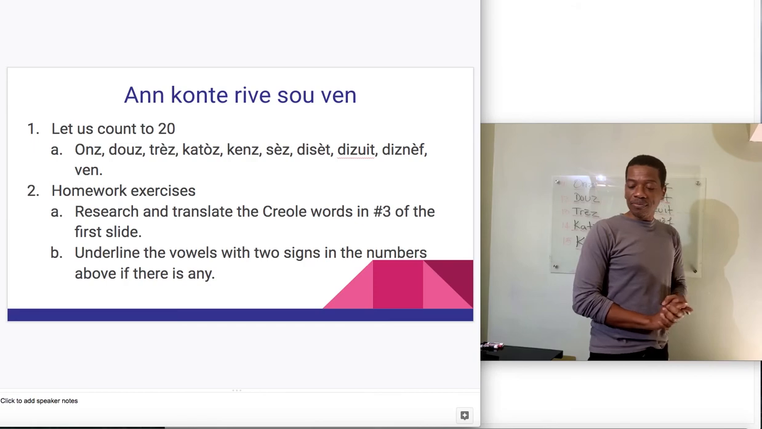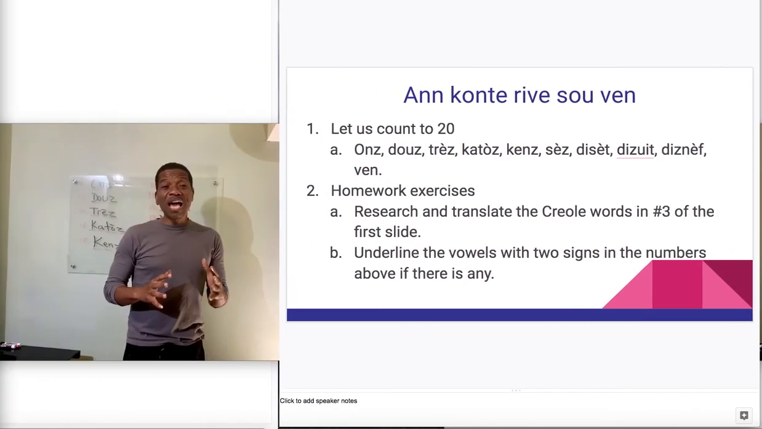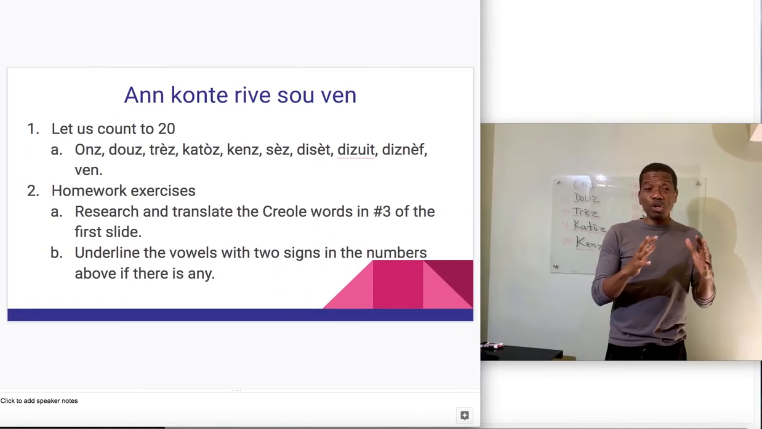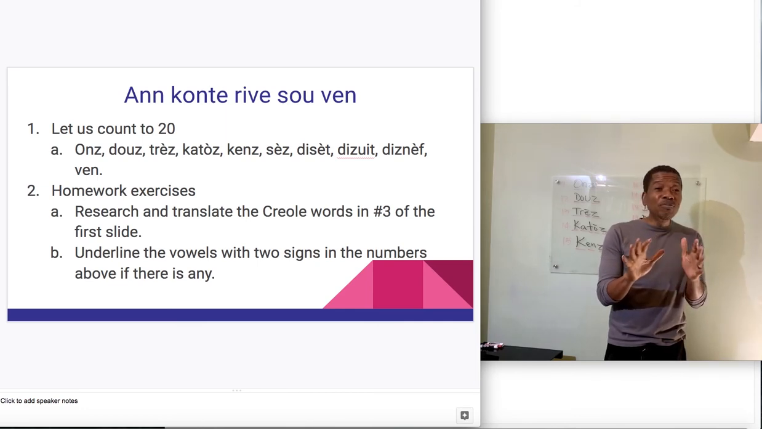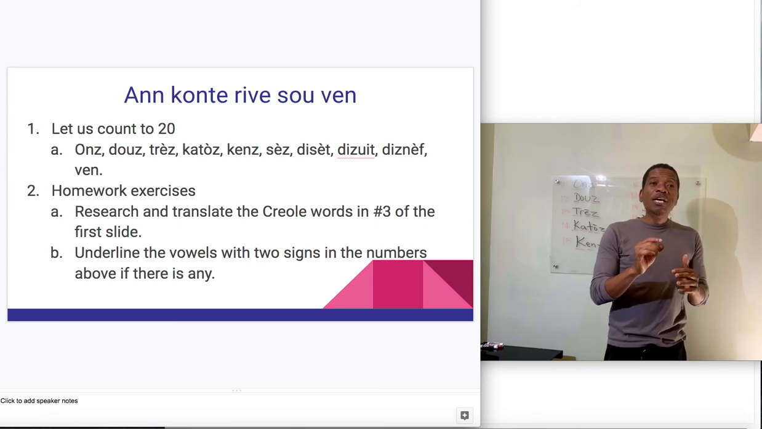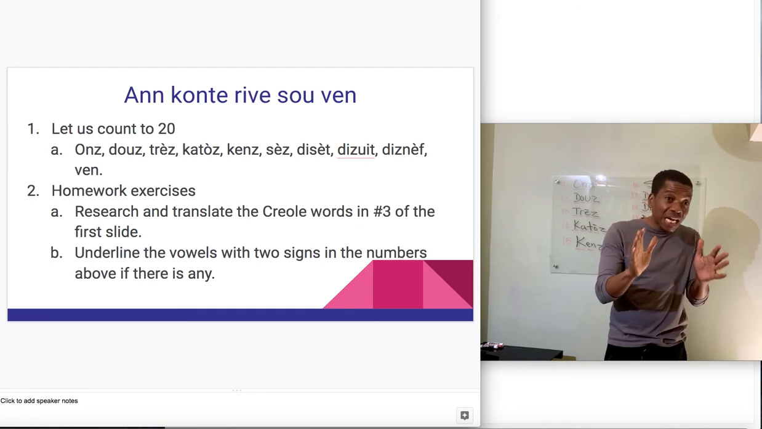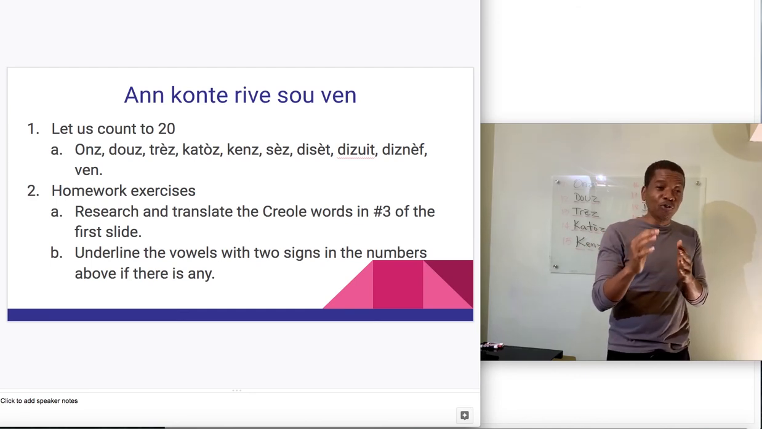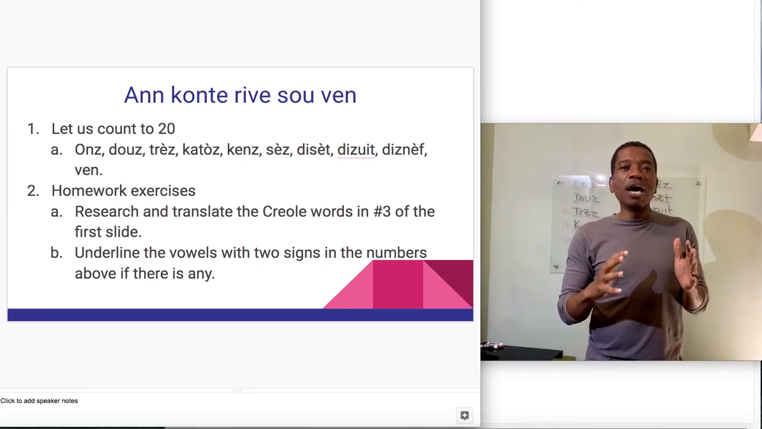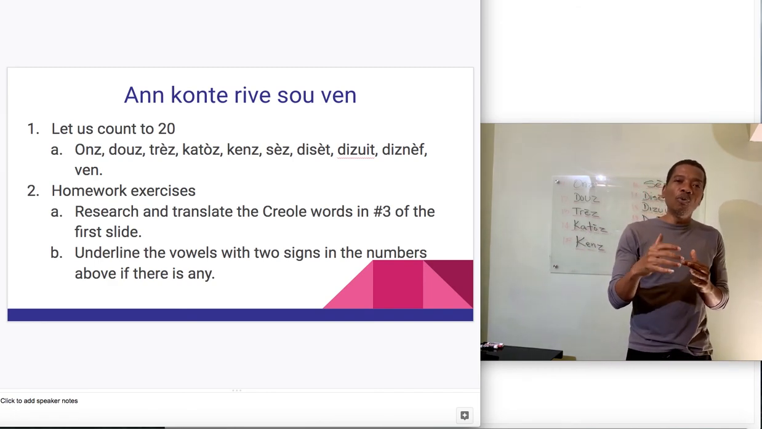Now, we're gonna move to a conversation. And again, what matters is you trying to pronounce. Don't worry too much. We'll get there. You will see little by little. Chikal pa chikal. That's how we say it in Creole. Little by little. You will learn. You will see yourself start pronouncing correctly. You start knowing how to read.